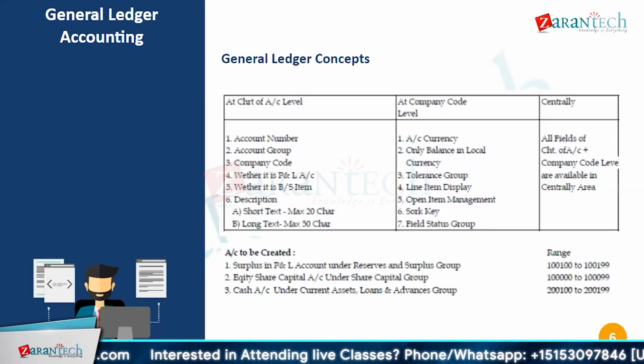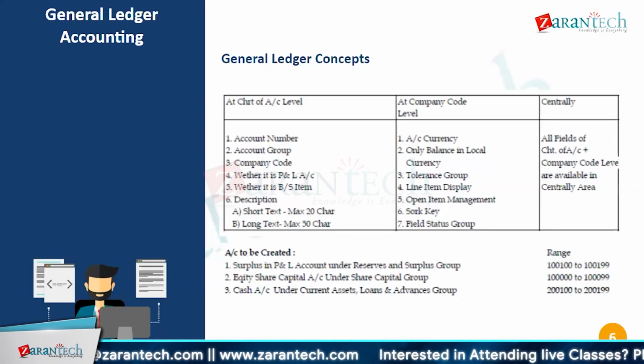So you can create the GL account on the chart of accounts level. It will be just the basic information. Or at company code level, you can create it with more depth and more details. Or you can do it both at a time. So when you go in centrally to create a general ledger master, it will give you the chart of accounts section as well as the company code section. And you can fill it in together.